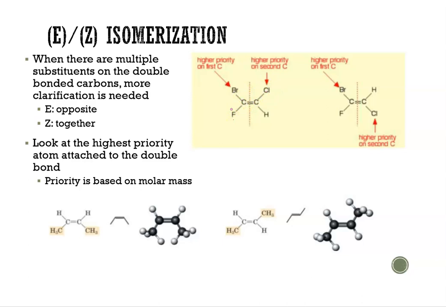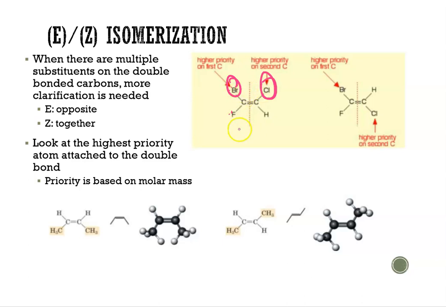To alleviate that sort of stress, we use EZ isomerization here. The one with the highest priority on the first carbon is the one with the highest molar mass, and the highest priority on the second carbon is the one that has the higher molar mass. So between bromine and fluorine, bromine has the higher molar mass. Between chlorine and hydrogen, chlorine has the greater molar mass.